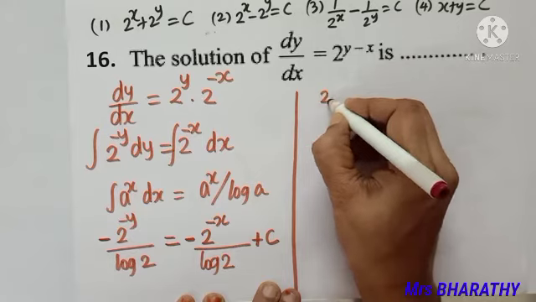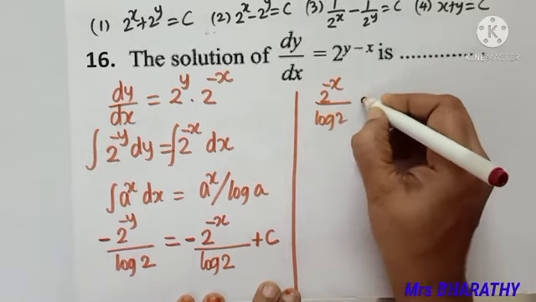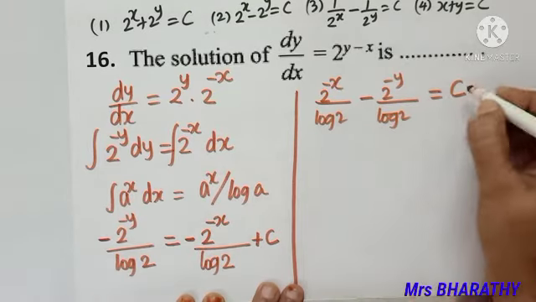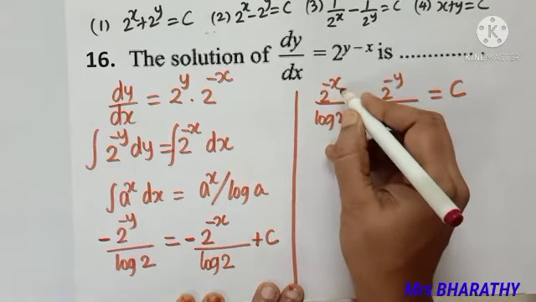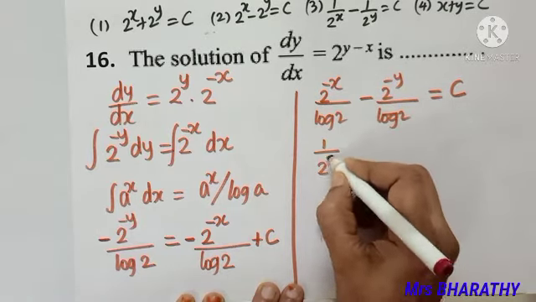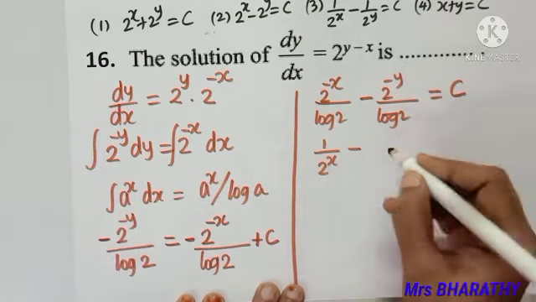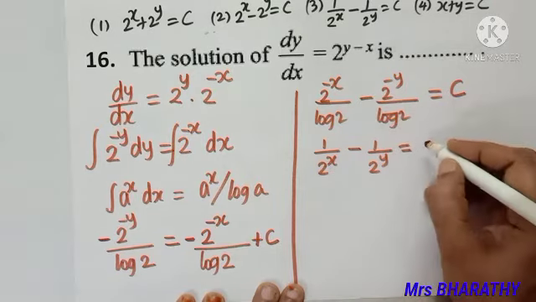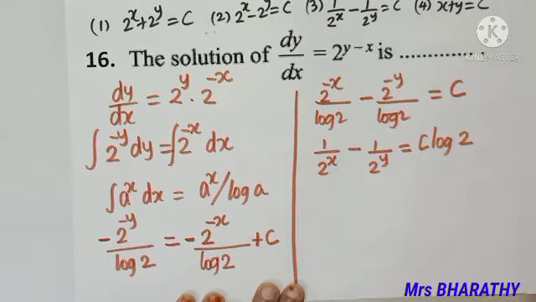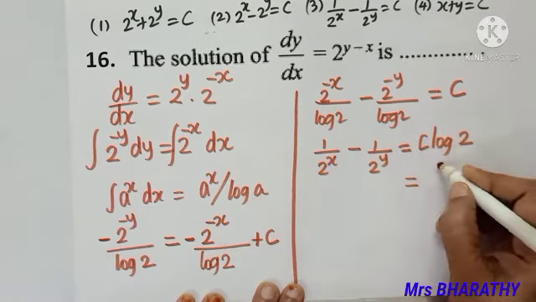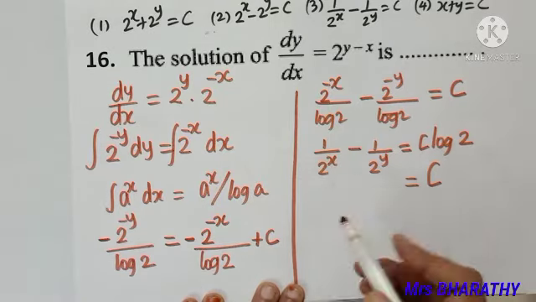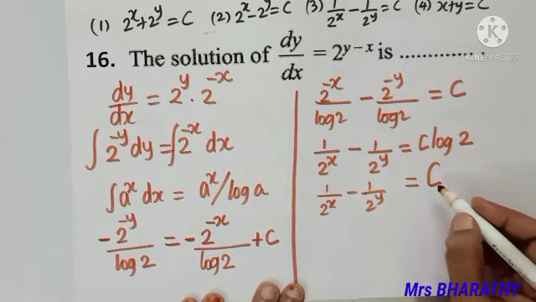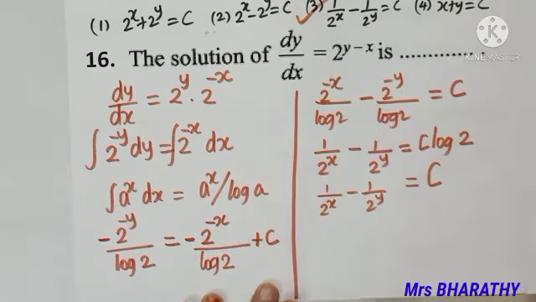As I bring the minus term to the left, it is 2 power minus x by log 2 minus 2 power minus y by log 2 equals c. Cross multiplying by log 2. 2 power minus x can be written as 1 by 2 power x. 2 power minus y can be written as 1 by 2 power y. This log 2, as I cross multiply, it is c log 2. C log 2 can still be written as a big constant. So my option is 1 by 2 power x minus 1 by 2 power y, that is a constant. So option C is the answer.